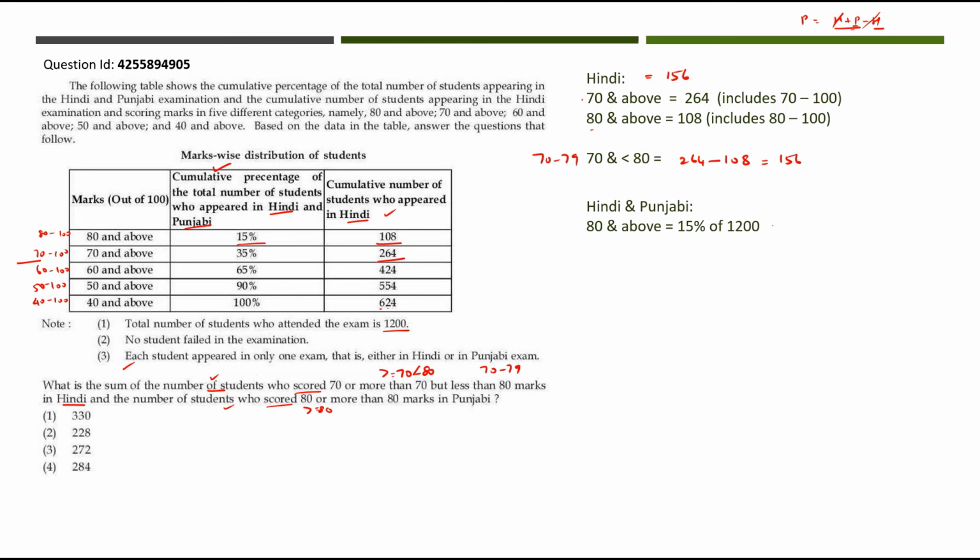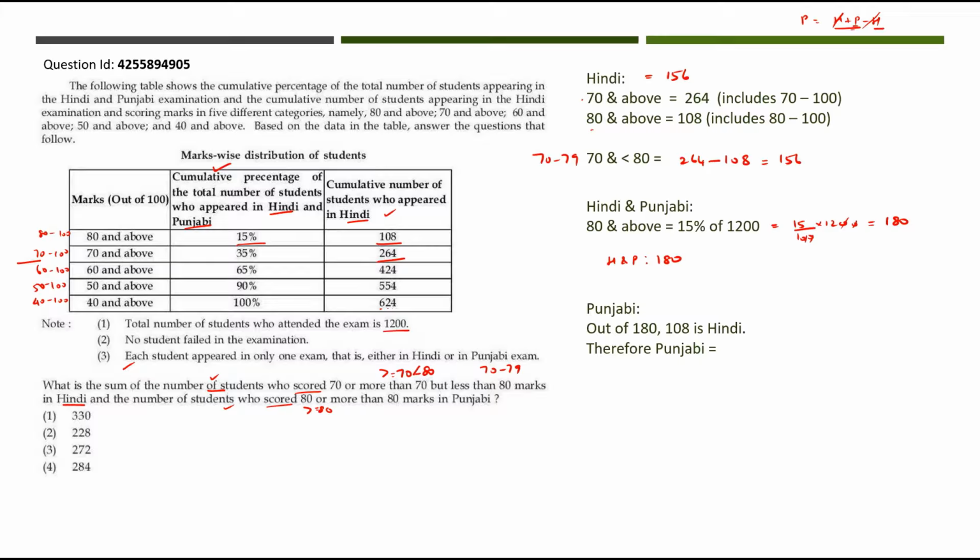First we have to find what is 15% of 1200. 15 by 100 into 1200. We will have zeros cancelling here. 15 into 12 will give a value of 180. Hindi and Punjabi together we have 180.